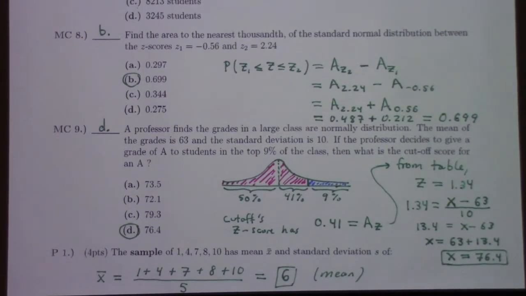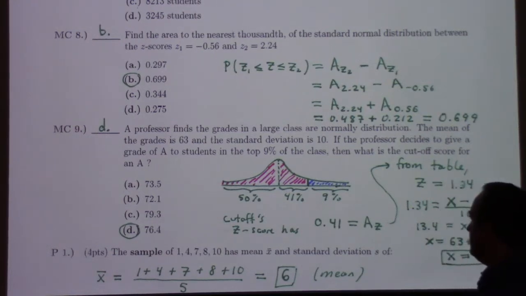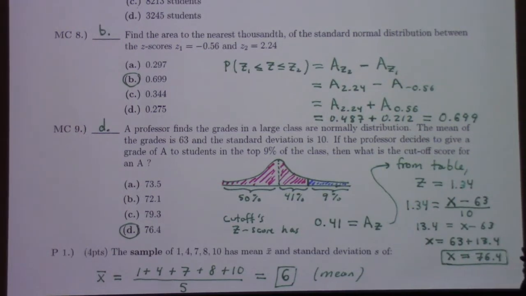Find the area to the nearest thousandth of the standard normal distribution between the z-scores z1 equal to minus 0.56 and z2 equal to 2.24. So this right here is coming from lecture 14. If you look at the revised lecture 14, page 5, I have made the theorem much more clear there. I made an announcement about this.